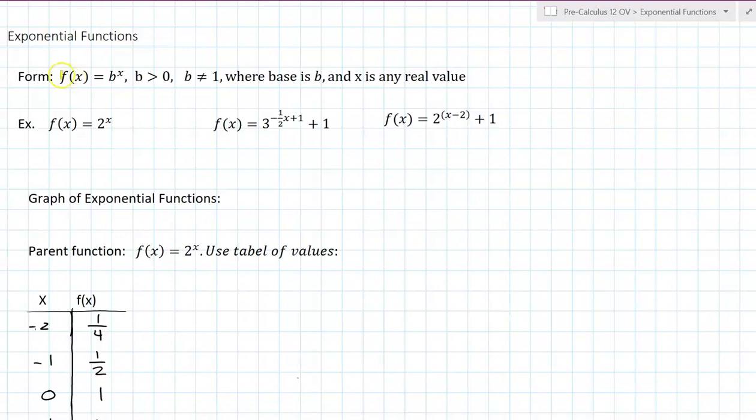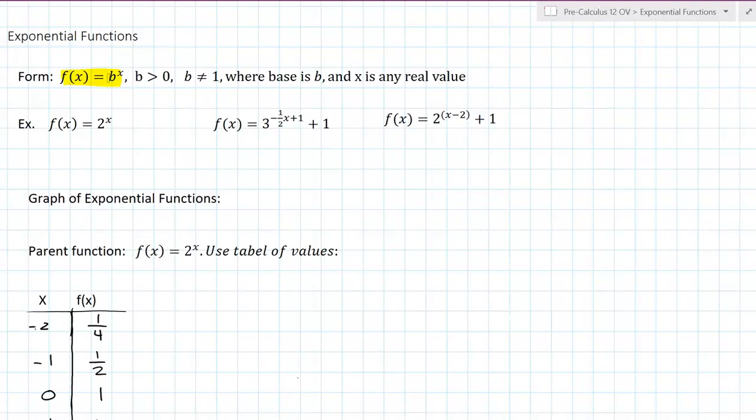The form must look like that: f of x equals b, as in base, to the exponent of x, where b has to be greater than 0, apologies, and b cannot be 1, because if it is 1, that just becomes 1. The function becomes 1 as a flat line. So that's very boring. And x could be any real value, real numbers, doesn't matter what it is.